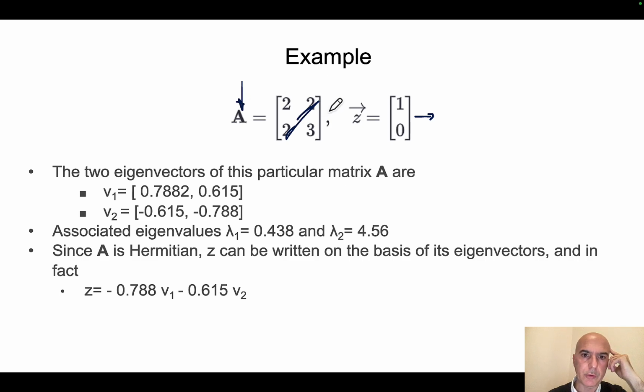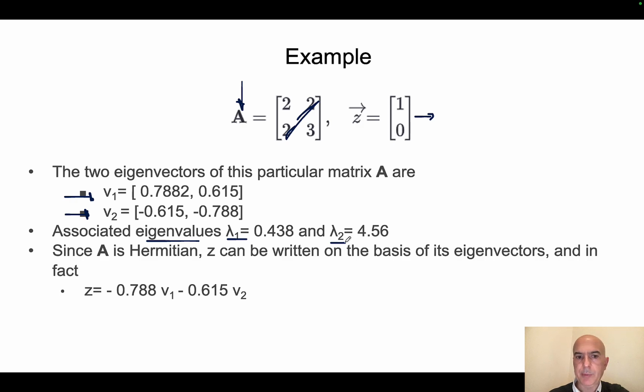This is a 2 by 2 matrix, and so there will be two eigenvectors. We can calculate them analytically, or we can use MATLAB, Python, or Octave in order to calculate the eigenvectors. These are the two eigenvectors, V1 and V2, and the associated eigenvalues are lambda 1 and lambda 2.